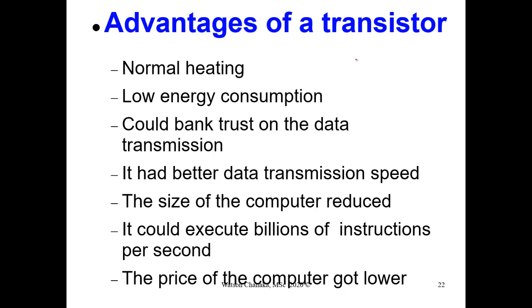A valve could overheat because of the technology which was used to make a valve, just like a light bulb. Then we are talking about 17 to 19,000 valves which are lit at the same time. So it created a lot of heat. But now, with a transistor, the heating is normal, just like any device. It's working, but it's heating just normally. So it reduced that kind of temperature.